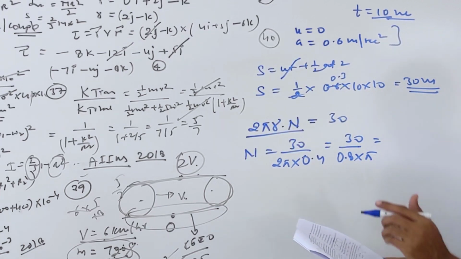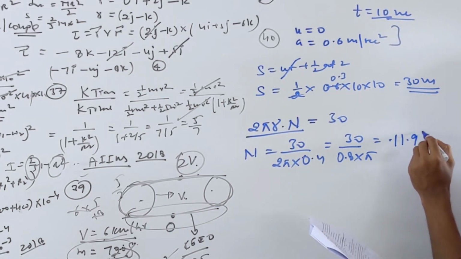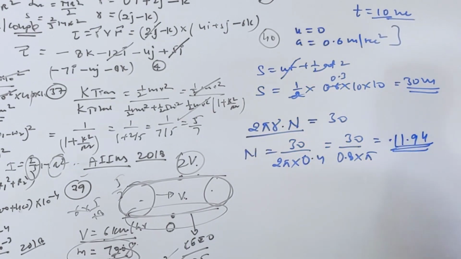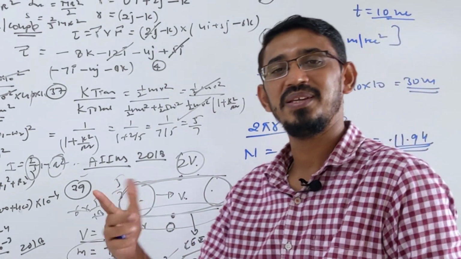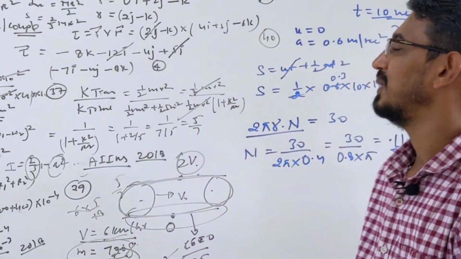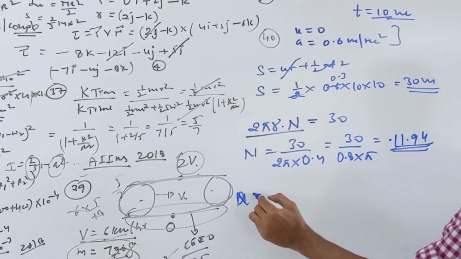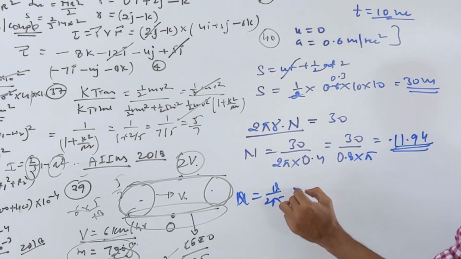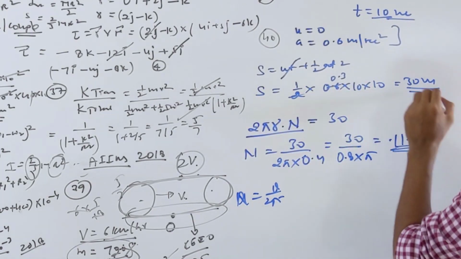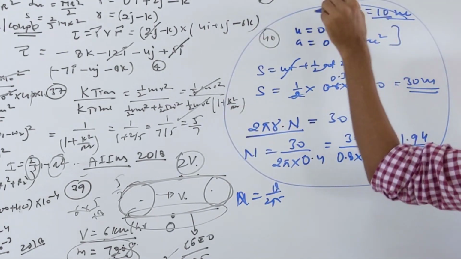So what is the answer given? A little more than 10, that's what is given: 11.94 number of turns. I have solved this question using just linear motion. You can solve using angular also. Just write angular velocity, angular acceleration, then you find theta, your number of rotations, the total angle covered divided by 2 pi. But here it becomes a little difficult. So linear itself is easy to solve, okay?